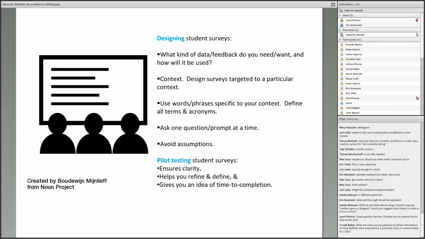Because if you ask students, how have you been impacted by this class, they could talk about anything. They could talk about a conflict with their lab mate. They could talk about how they really hate doing group projects. They could talk about how they really like the instructor because they come to class on time and the other instructors don't. So you really need to be specific about what impact you are talking about.